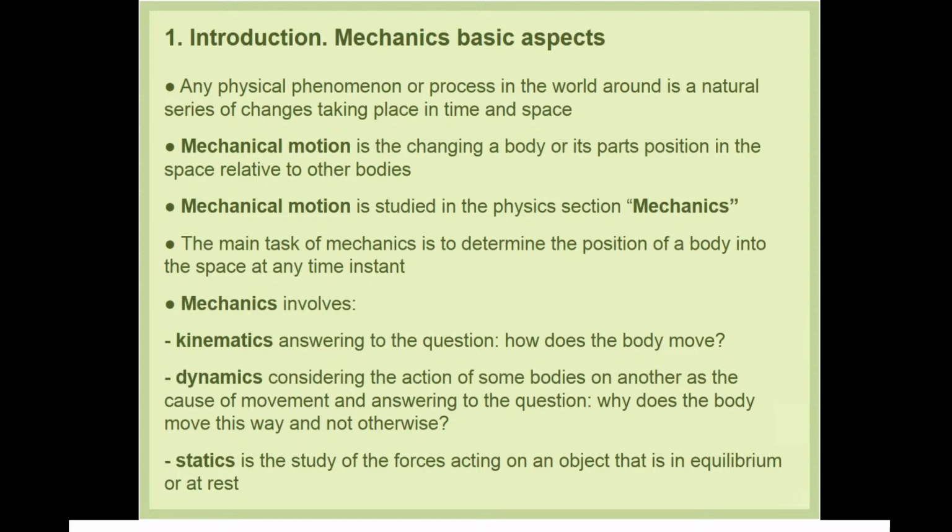Mechanics involves such kinds of investigations. When you want to know how the body moves, it is the subject for kinematics. When the reason of the motion is of your interest, you should go through the dynamics. Dynamics considers the action of some bodies on another as the cause of movement and answers just that question: why does the body move this way and not otherwise?